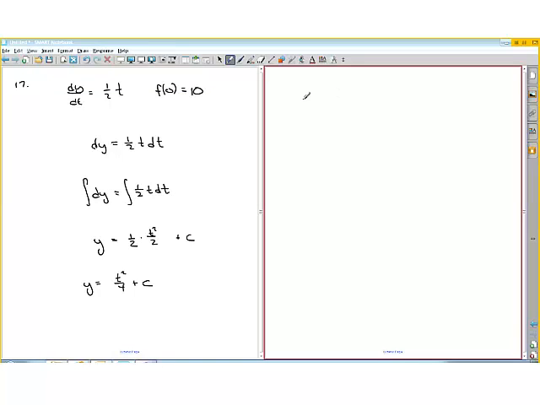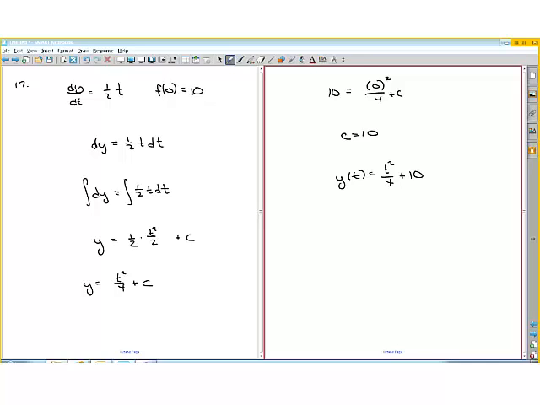Then we apply the initial conditions. So y of 0 is 10. That means we put 0 in for t, which of course goes to 0, so we find that c is equal to 10. And therefore the final solution, y of t, is equal to t squared over 4 plus 10. So when t equals 0, y equals 10. Okay, so that's the solution to the differential equation.